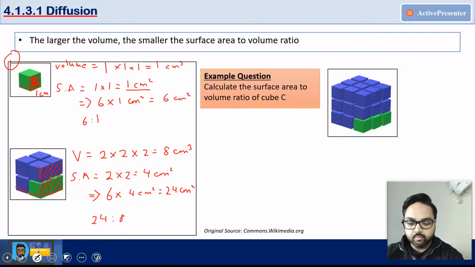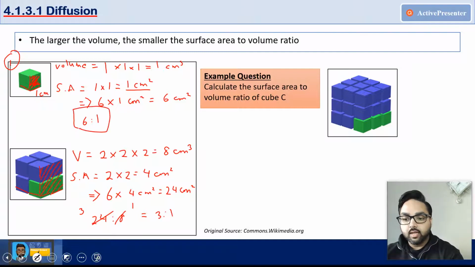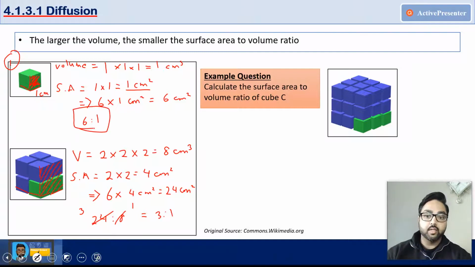Well, hold up, let's cancel that down, let's simplify it. They both get divided by 8, and so 24 divided by 8 is 3. 8 divided by 8 is 1. So actually the surface area to volume ratio for this second cube is 3 to 1. Well, which one's bigger? Clearly that one there is bigger.